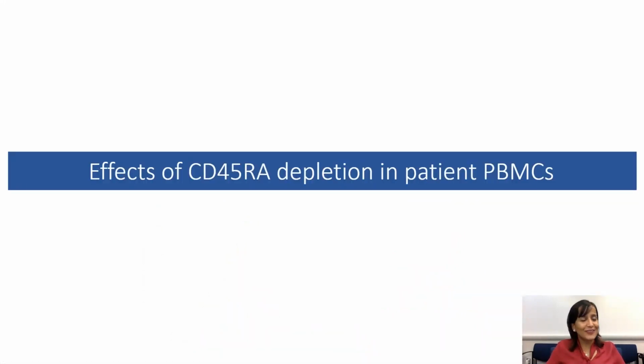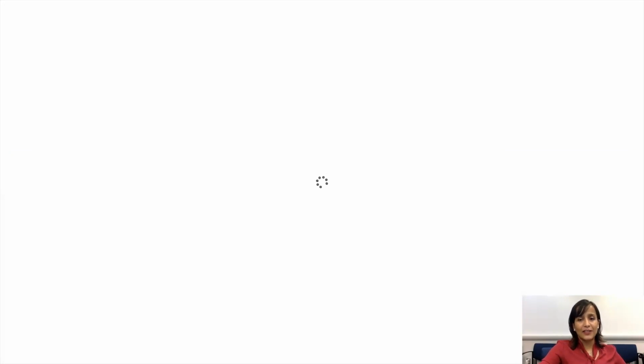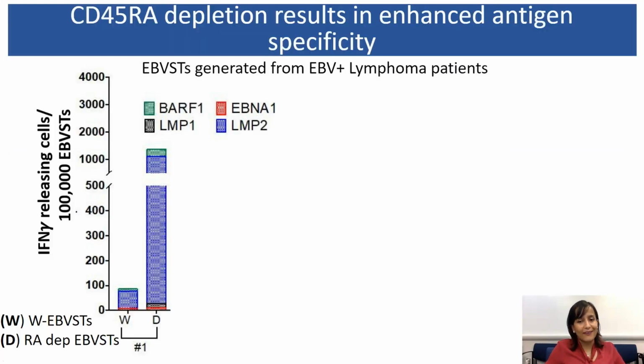So now that we have shown this in our in vitro model and in our in vivo model with our EBV seropositive healthy donors, we really wanted to go to our ultimate goal of translation. What about in patient PBMCs? So in order to look into that, we generated whole and RA-depleted EBVSTs from patient PBMCs who were enrolled in our clinical trial. And as you can notice here, RA-depleted EBVSTs do indeed demonstrate high antigen specificity compared to what you observe with whole EBV-specific T cells.